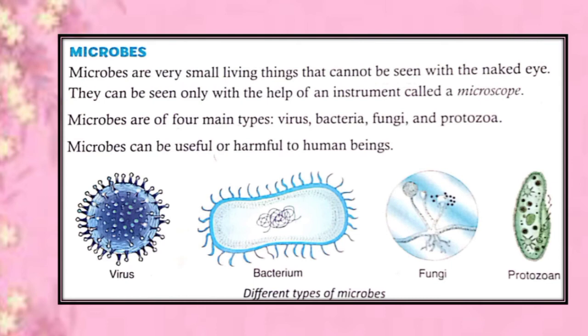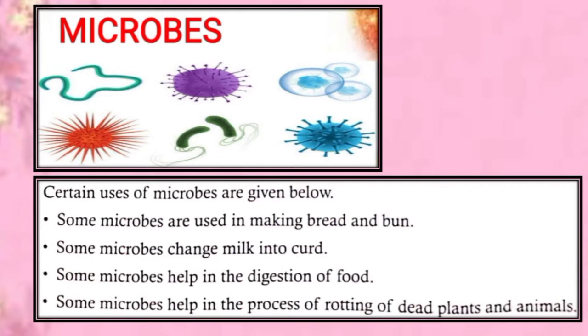It means microbes are tiny living things that are found all around us and are too small to be seen with the naked eye. They live in water, soil and in the air. The human body is home to millions of these microbes too, which are also called microorganisms. As you know, microbes can be useful or harmful to human beings. Certain uses of microbes are given here.